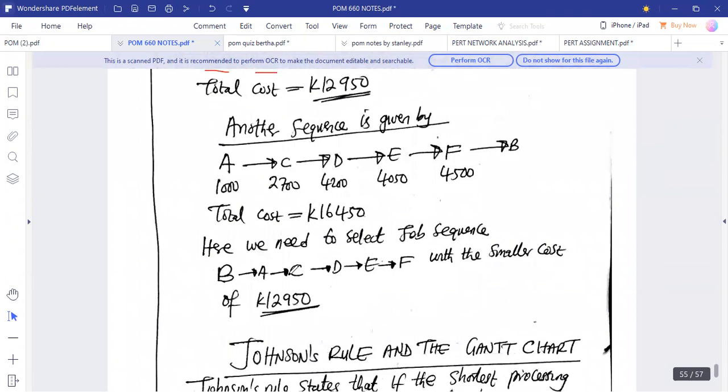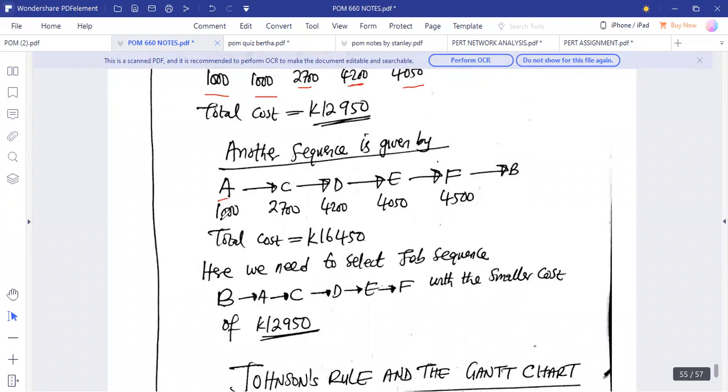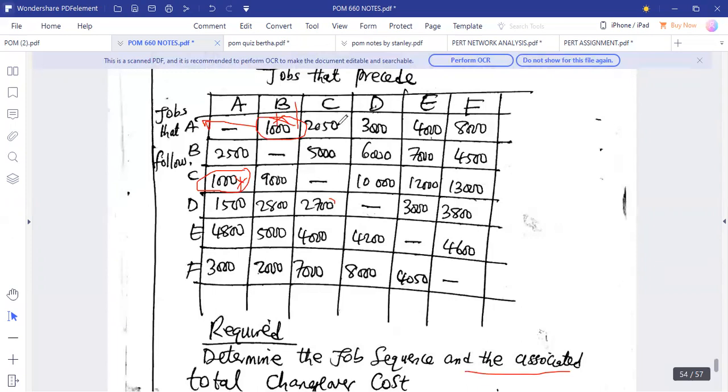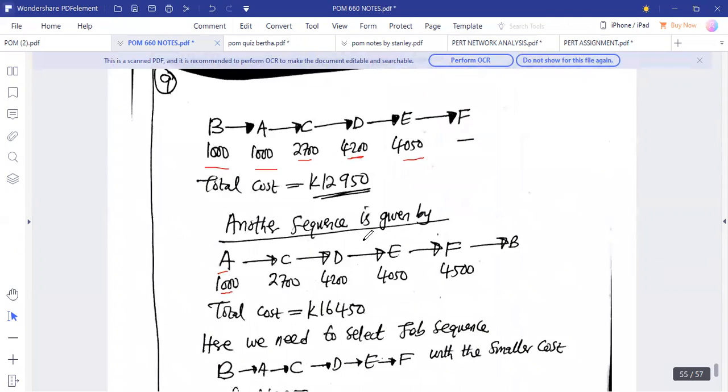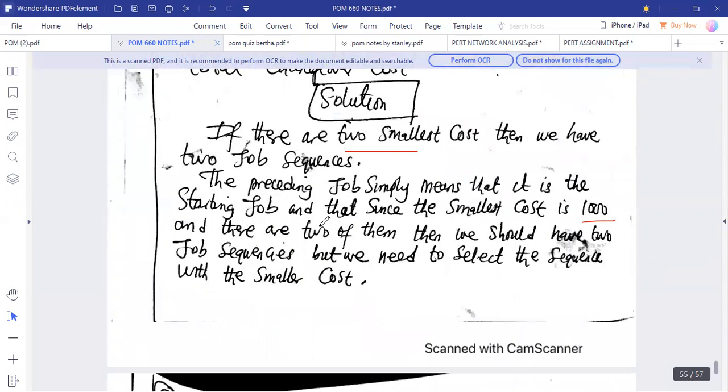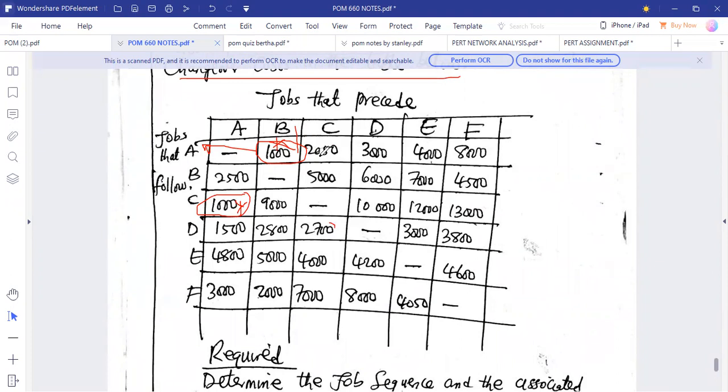So here we are going to have A, the follower 1,000, the follower is C. So for C, we go C as a starting, the smallest possible here is... So we are starting A, then we go to C. I have started here, 1,000. We go to C, the smallest cost is 2,050, but A is taken. So we build up to 2,700 for D. So D is 2,700, so we go for D.